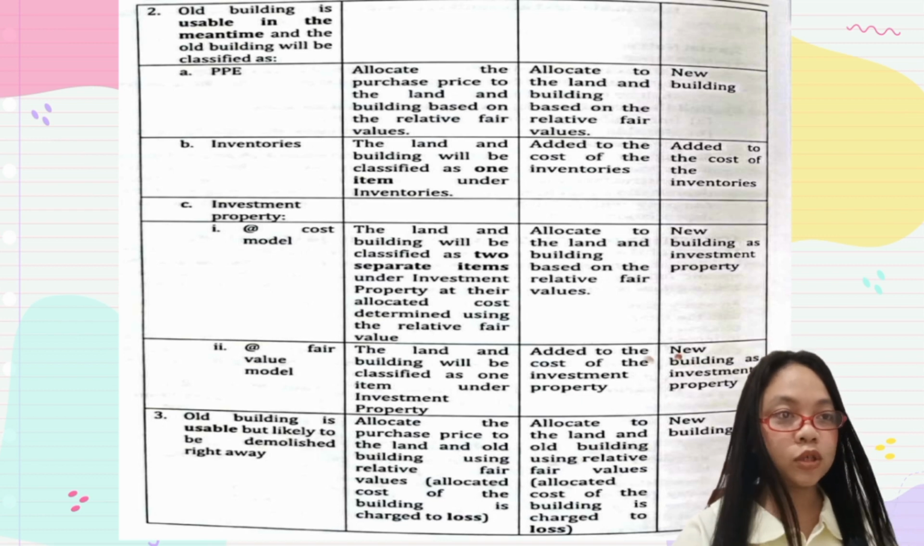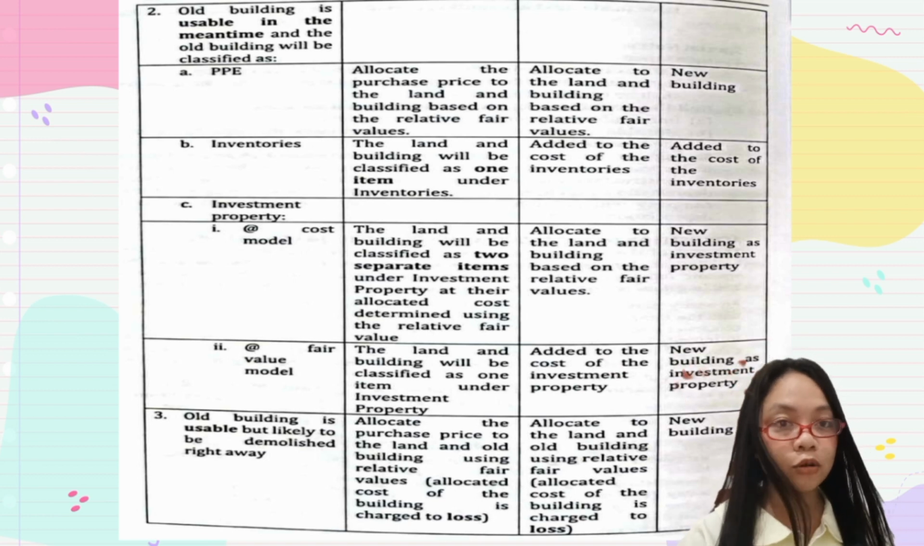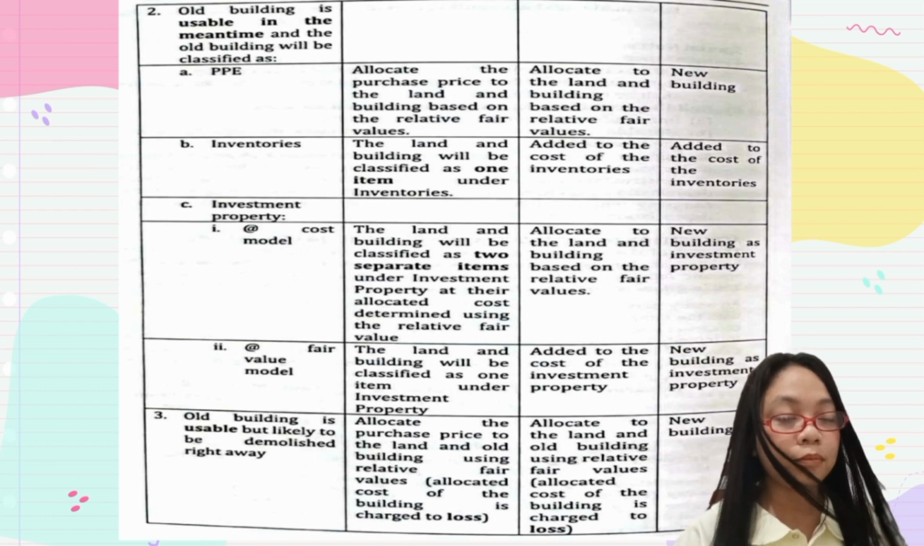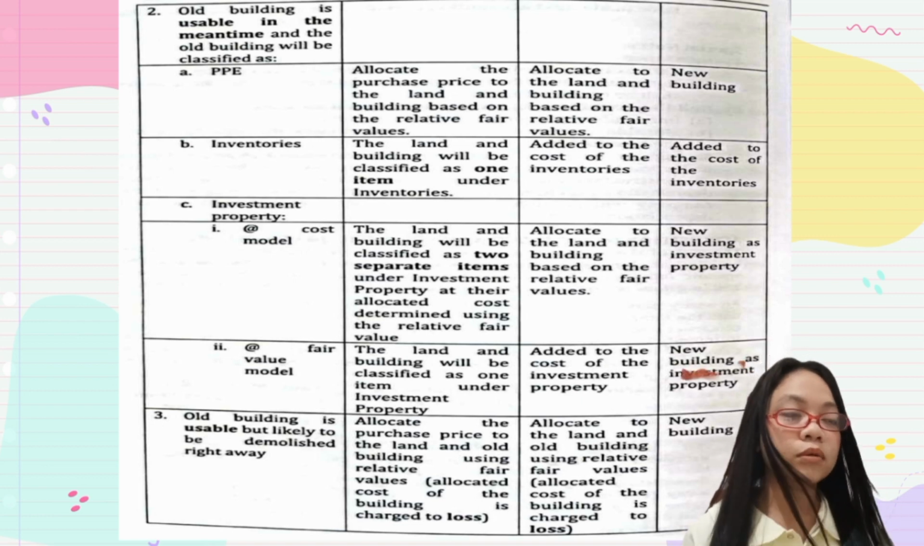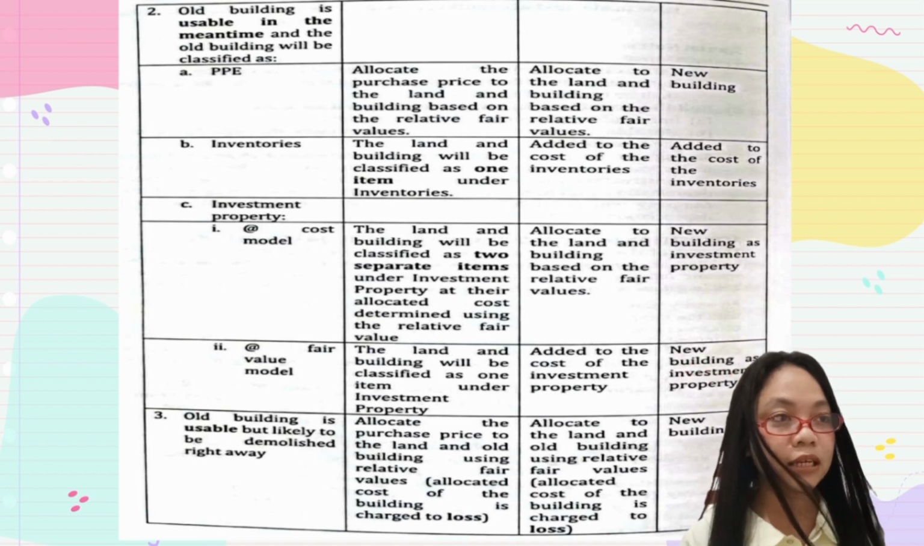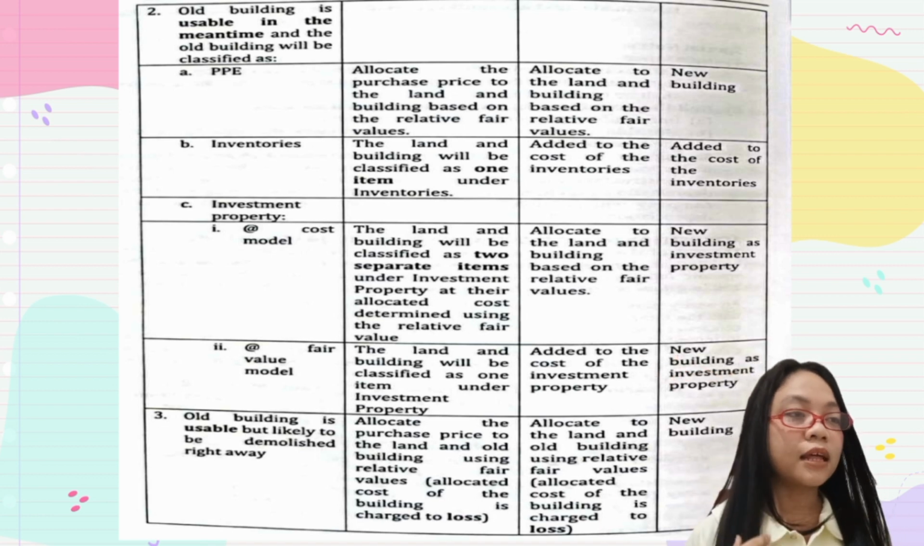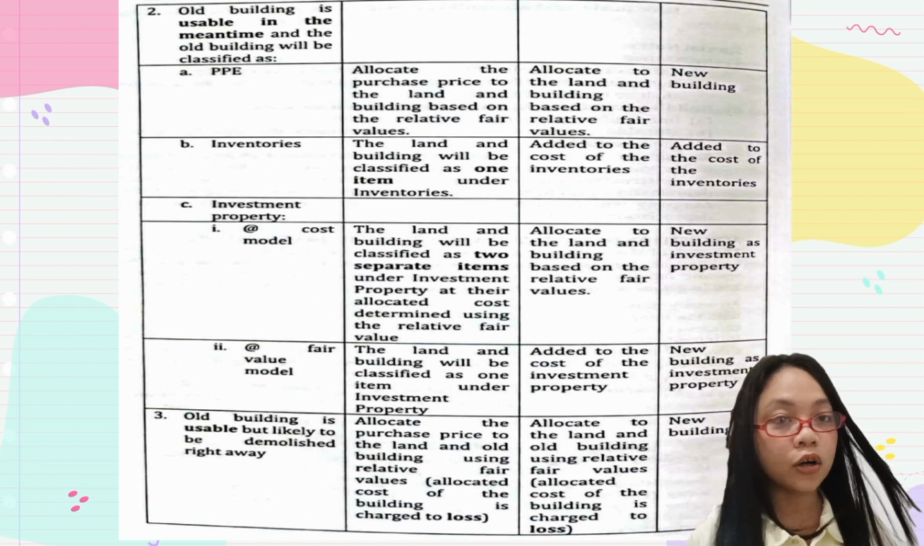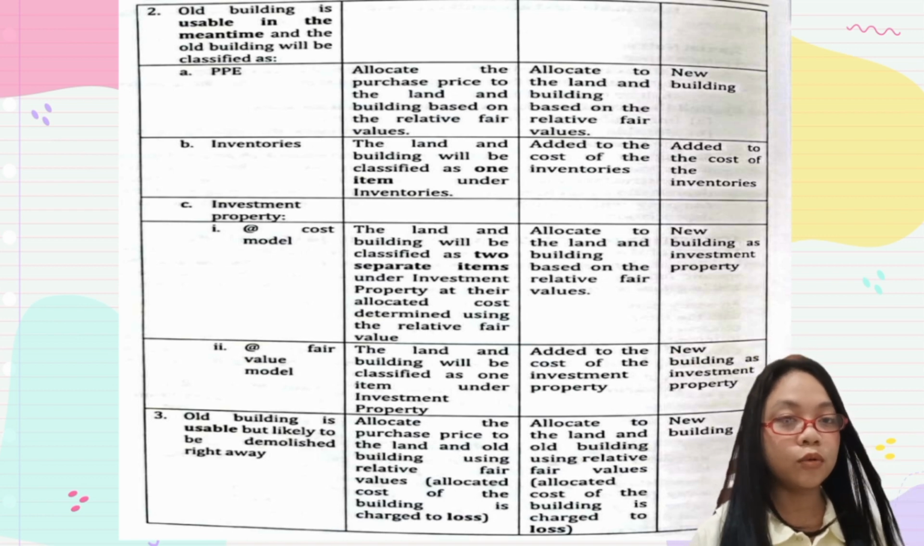So if the old building is usable in the meantime and it is classified as PPE, ang treatment sa purchase price would be split between the land and the building based on their relative fair value. And the treatment of other costs would be similar, tapos sa purchase price na i-allocate nimo between the land and the building based po sa ilang relative fair value. And then for their net demolition cost, the cost of demolishing the old building would be treated as kana cost pod in constructing a new building.